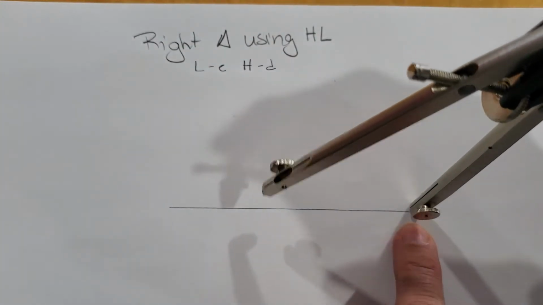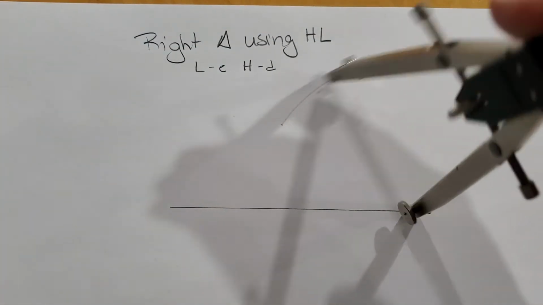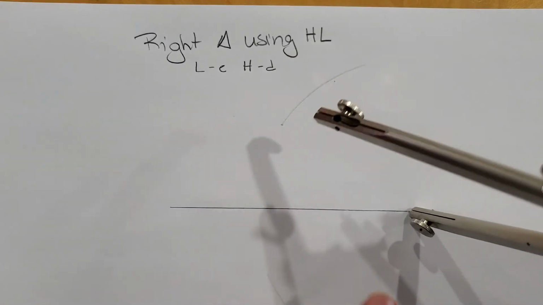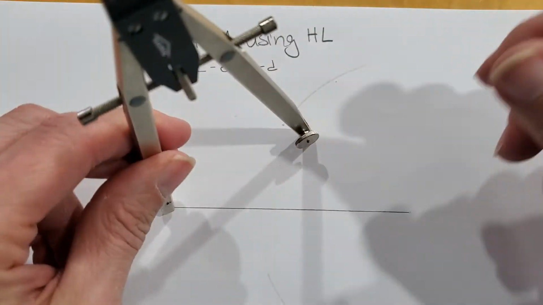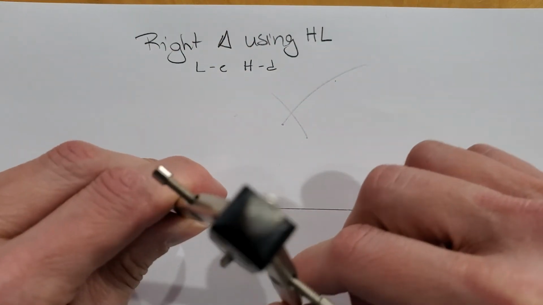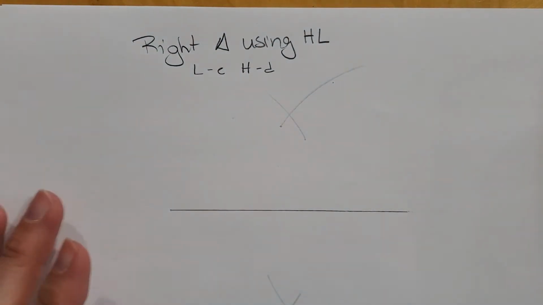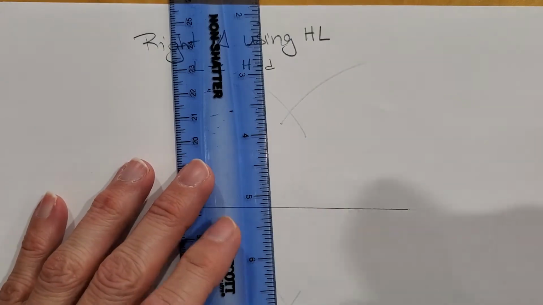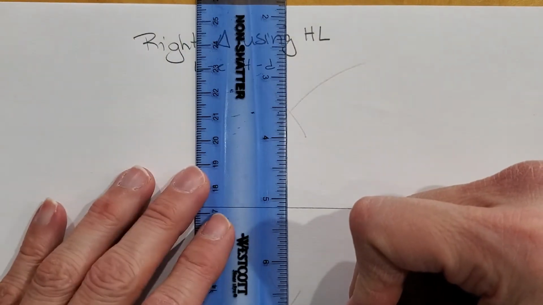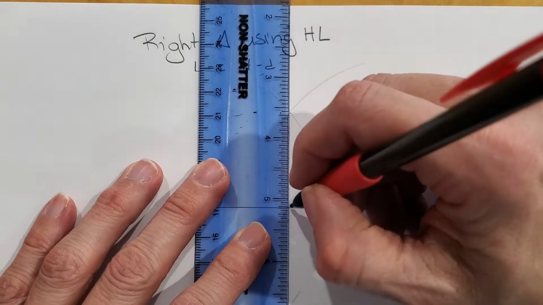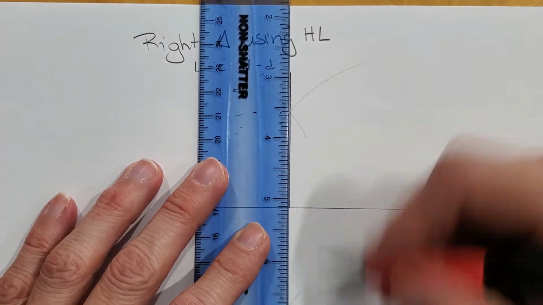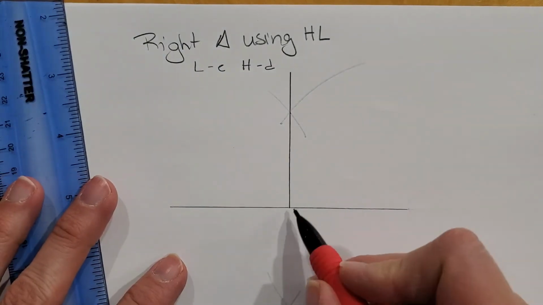So I'm going to use the center at my right end point. I'm going to draw a little arc above and below. And then, without changing the radius, I'm going to go to the other side, the left end point of the segment that I drew, and I'm going to make two more arcs that intersect the other arcs. I'm going to line up the ruler on both of those intersection points, but I'm only going to draw this one because that's where I want my right angle. So now I have a right angle.